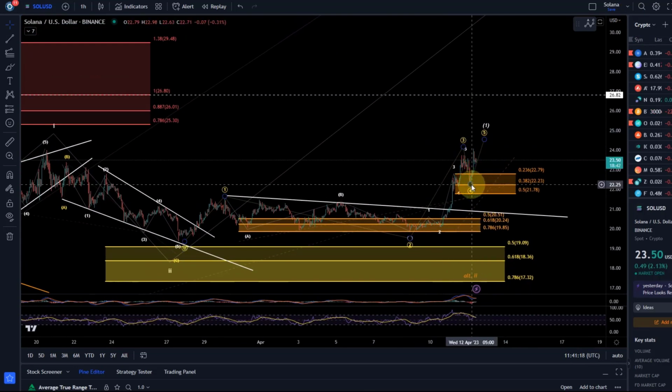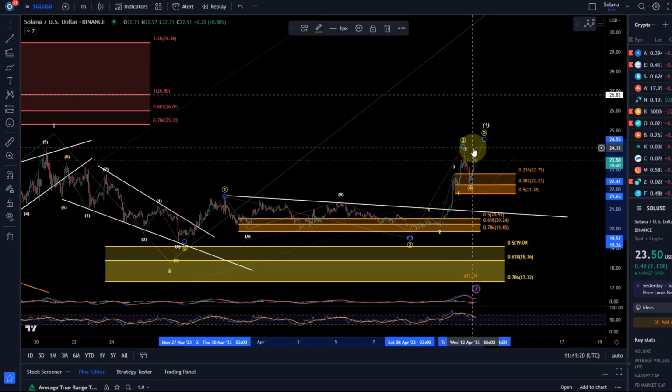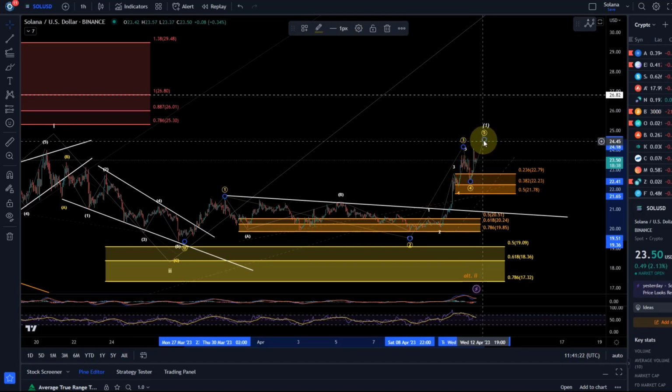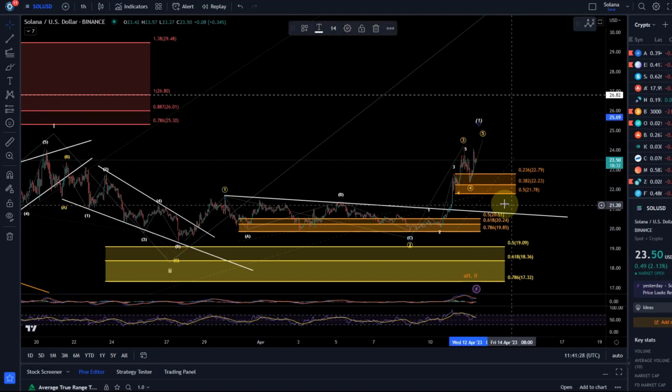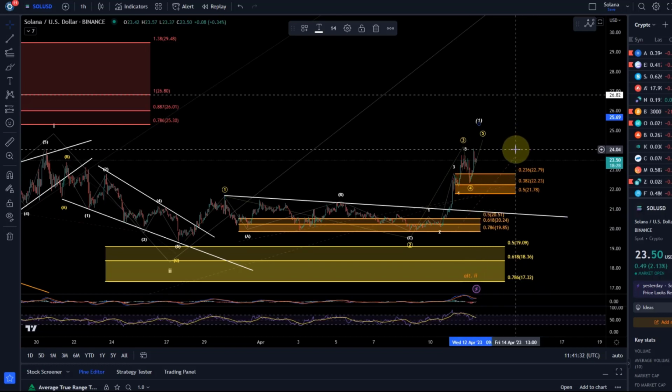Note that this can still be a wave 4 as long as we only have 3 waves up. If we have 5 up, so basically one more leg up here in the wave 5, then this would complete a wave 1 and we can expect a deeper pullback. But as long as we're holding 19.85, the overall focus can be on higher.